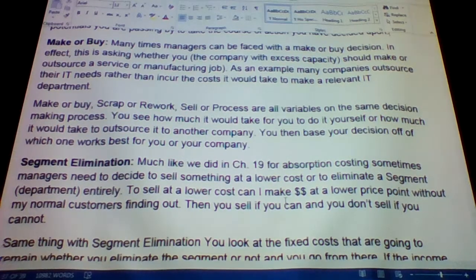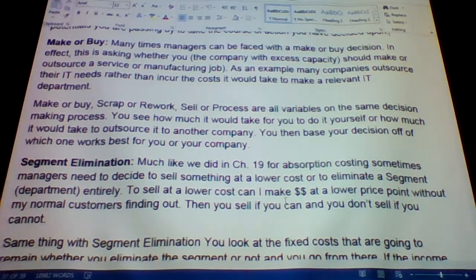But if I can, without disturbing my current price structure by letting my current customers know, there's times where it makes sense for me to sell something for cheaper than what it is. And sometimes it makes sense for me to eliminate a segment of my business, but sometimes it doesn't make sense for me to eliminate that business. And that's what we're going to talk about with segment elimination.